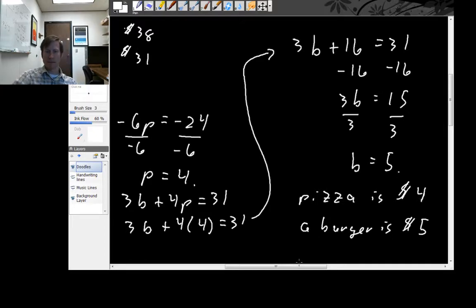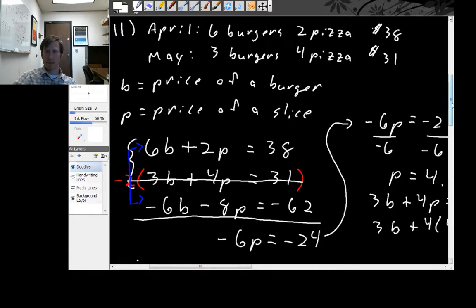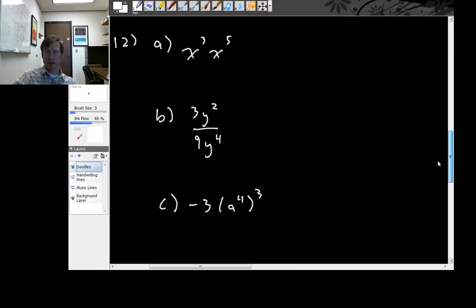Okay, let's move on to number 12. Okay, lots of parts to number 12. So here's part A. Simplify this, x to the third times x to the fifth. There are two ways to do this. Sort of the way that just uses what these exponents mean, and then there's sort of a shortcut way if you happen to remember some laws of exponents.